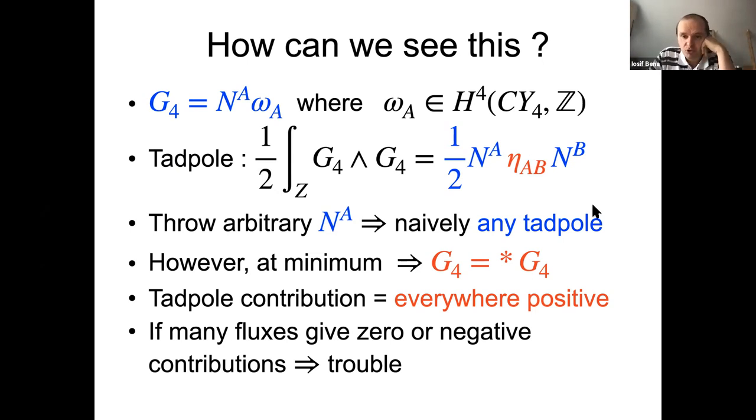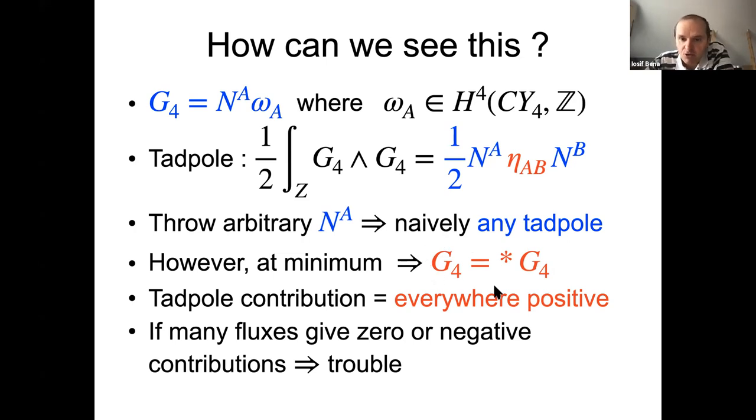That's basically the intuition. You can just play with numbers, you have a matrix and you can just put some N's and you can get this number to be 1 or 2 or -1 or -5 or however much you want. Nevertheless, there's a problem because at the minimum of the solution, the metric of the system adjusts itself such that G4 equals star G4. This is the condition for supersymmetry, and it's also the condition when you have (0,3) fluxes. This condition is necessary in order to get the minimum.